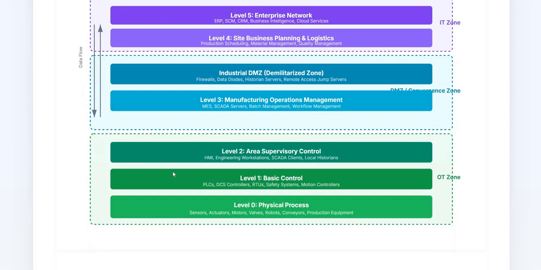And then the lower layers continue downward. Level 3 coordinates operations, Level 2 supervises areas, Level 1 executes control logic, and Level 0 touches sensors and actuators. Each step down increases speed requirements and reduces tolerance for disruption, and that explains why IT practices cannot simply drop into these layers unchanged.